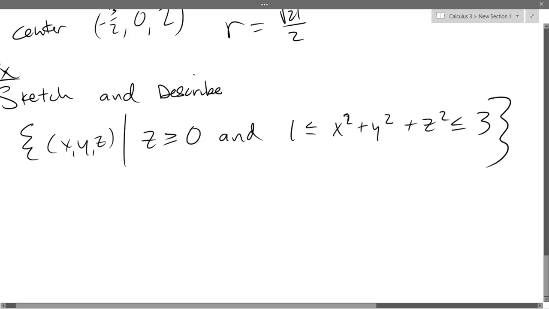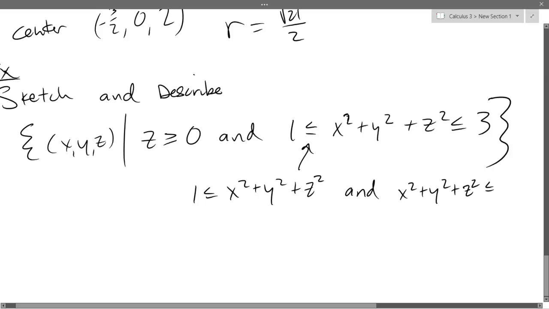One way to think about z greater than 0, I like to think of z equals 0 as the floor. That would be altitude 0 or height 0, and then everything above that. So the floor plus everything above ground. Now, there's really two inequalities over here. The first inequality: 1 less than or equal to x squared plus y squared plus z squared. And the second: x squared plus y squared plus z squared less than or equal to 3.